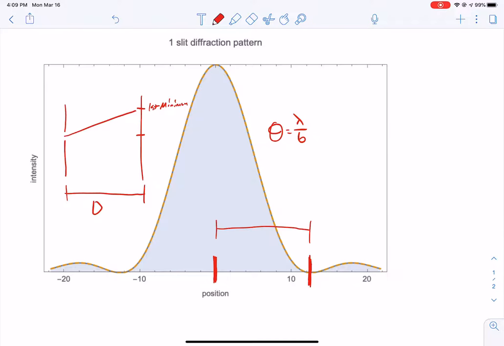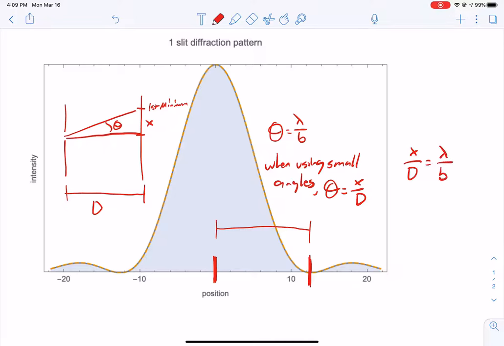Normally, this is the angle we're finding, the angle to the first minimum, but we might also want to find x. X would be the distance to the first minimum. When using small angles, theta equals x over d, and so we can come up with the equation x over d equals lambda over b. This equation is helpful when we're finding things like the width of the central maximum.